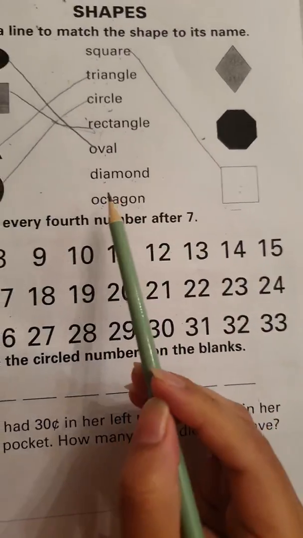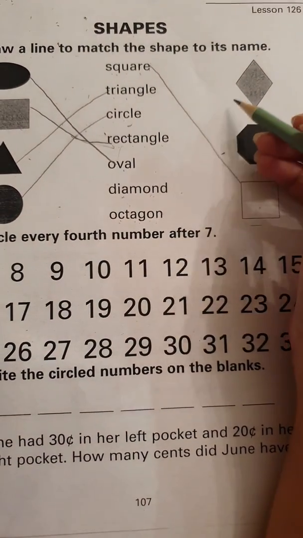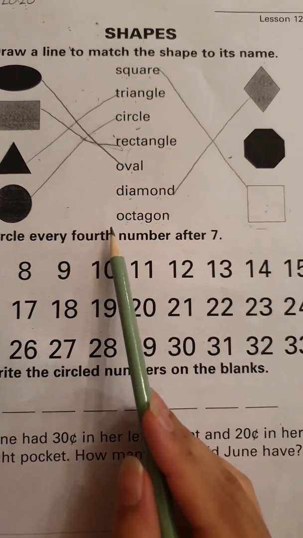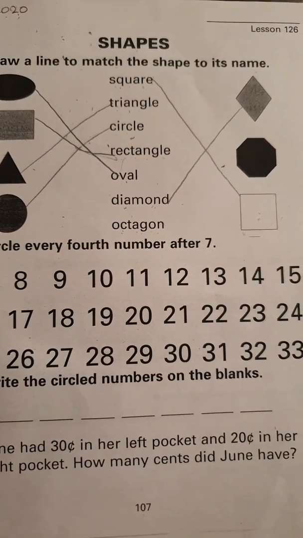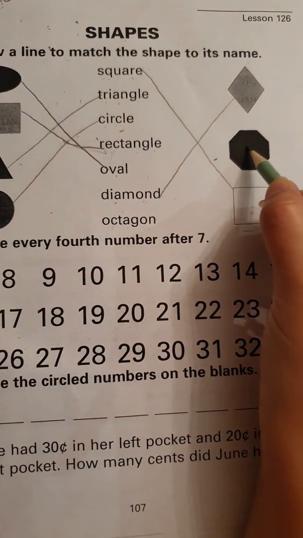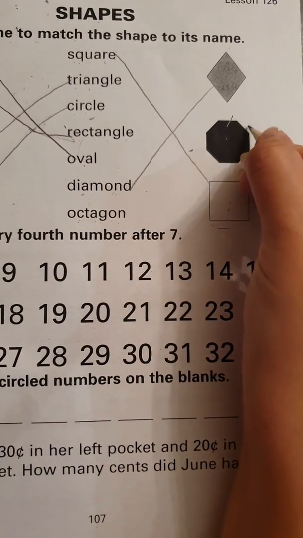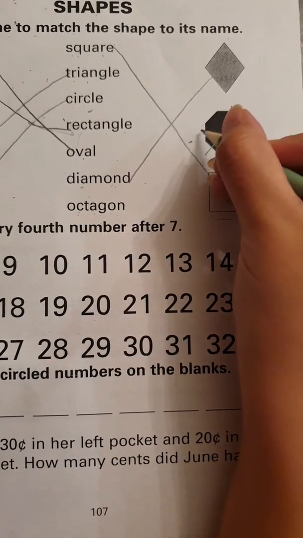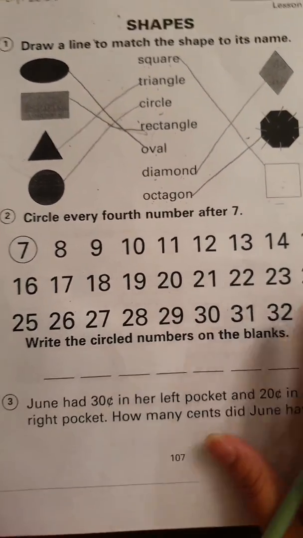Then the next one is a diamond. Where is a diamond? There we go, guys. This is a diamond. And now what are we left with? Octagon. Octagon has how many sides? 8 sides. Now let's see what are we left with. We are only left with this. Let's count the sides to be sure it's an octagon or not. 1, 2, 3, 4, 5, 6, 7 and 8. There we go. This is our octagon. Wasn't this easy and fun?